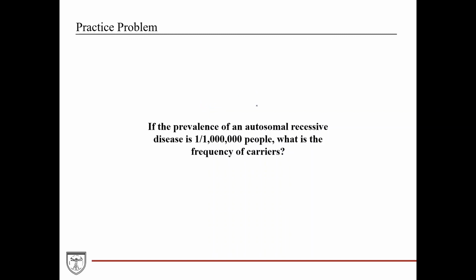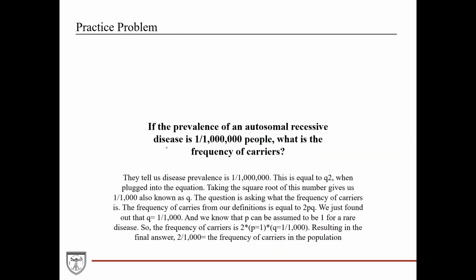And this is an example problem that's in your book. I'll give you a second here if you want to go through it, and then we'll walk through the answer. They're asking, if the prevalence of an autosomal recessive disease is 1 in a million people, what is the frequency of carriers? So let's look at this. What do they tell us? The disease prevalence is 1 in a million, which is going to be equal to q squared.